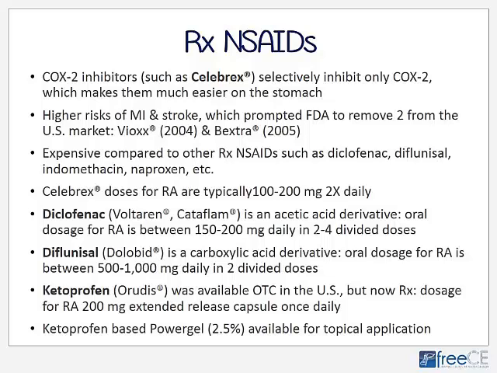Ketoprofen was available over the counter in the US, but now it is by prescription only. Dosages are about 200 milligrams, at least the extended release capsules. Ketoprofen-based power gel, 2.5% strength, is also available by prescription, and that's for topical application to go right on the inflamed joints.